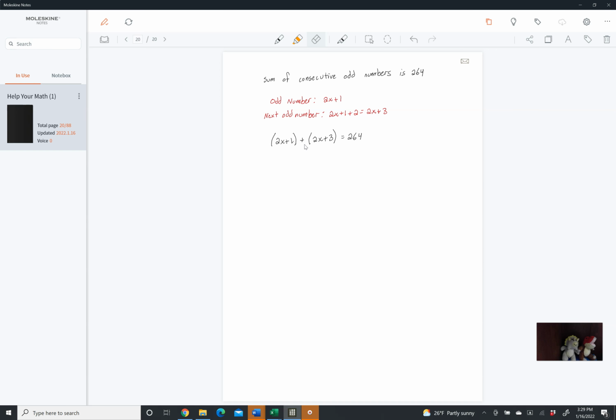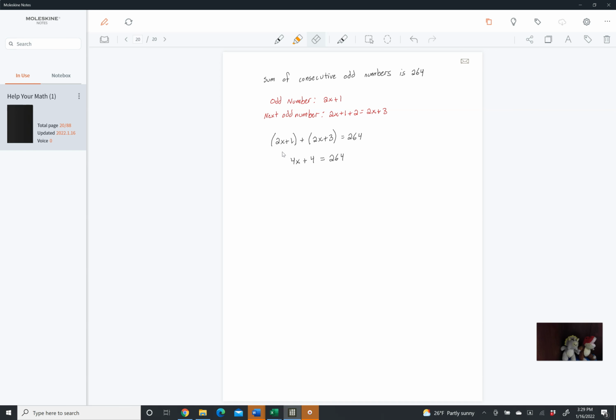Okay, so now we can just combine like terms. The parentheses here don't actually do anything other than show us two different groups, because it's addition all the way through. So we can just combine like terms here. 2x plus 2x is 4x, and 1 plus 3 is 4. So we have 4x plus 4 is 264.